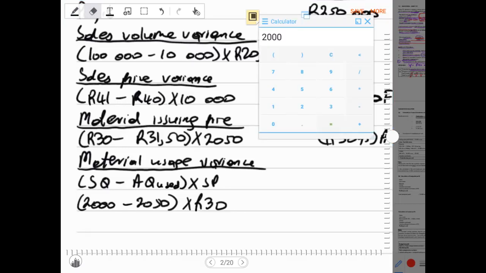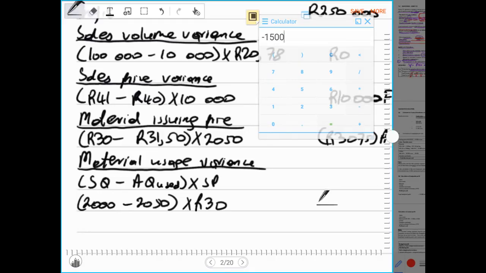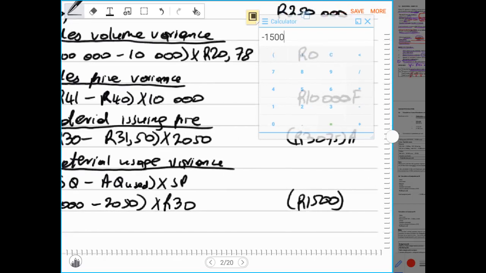So now let us show those calculations. 2,000 minus 2,050. We multiply this by 30 rand per kg and it gives us an unfavorable variance of 1,500 rands. So now we go to the next variance. Don't forget that this is adverse.